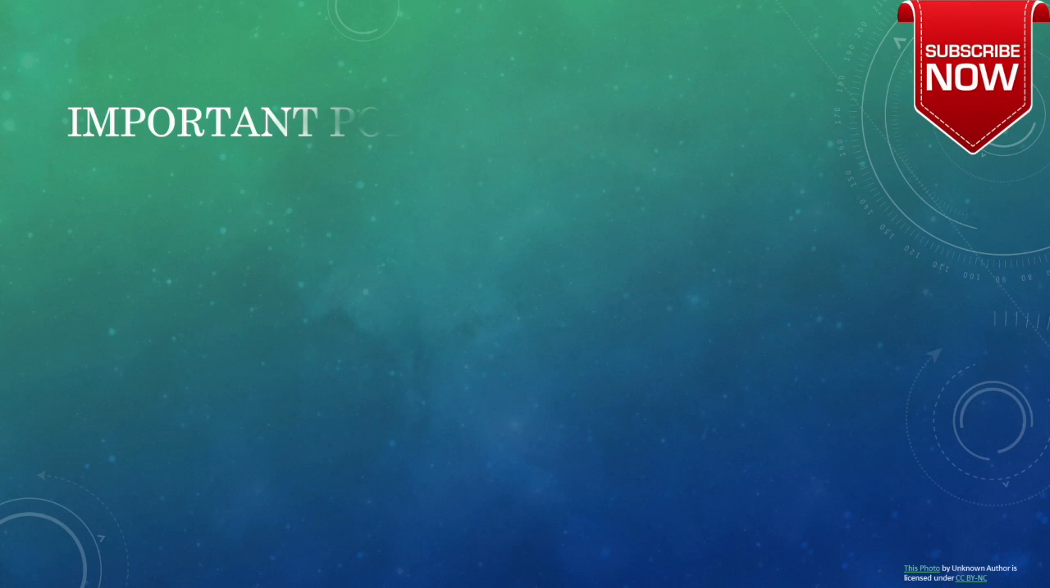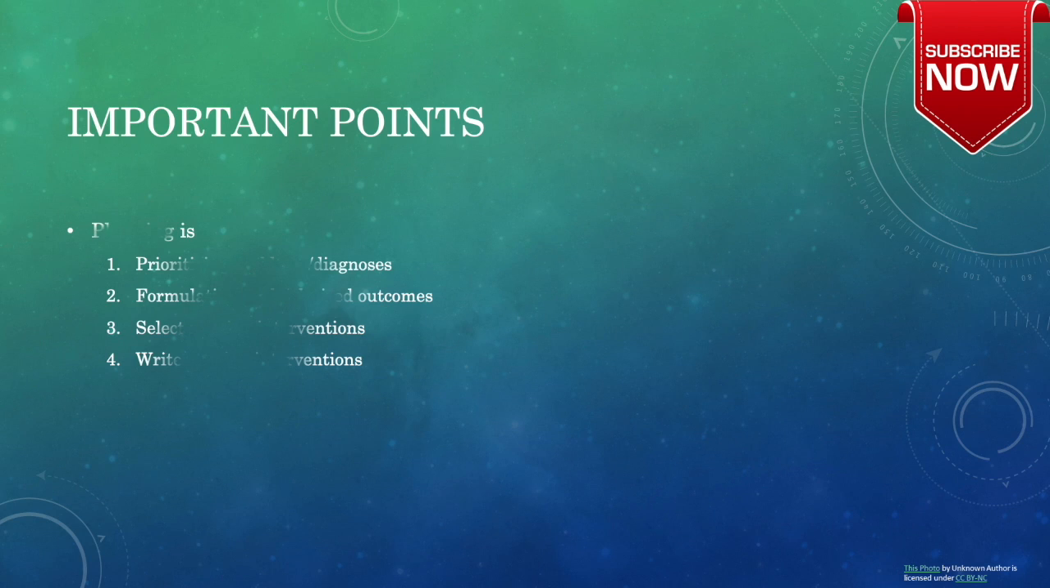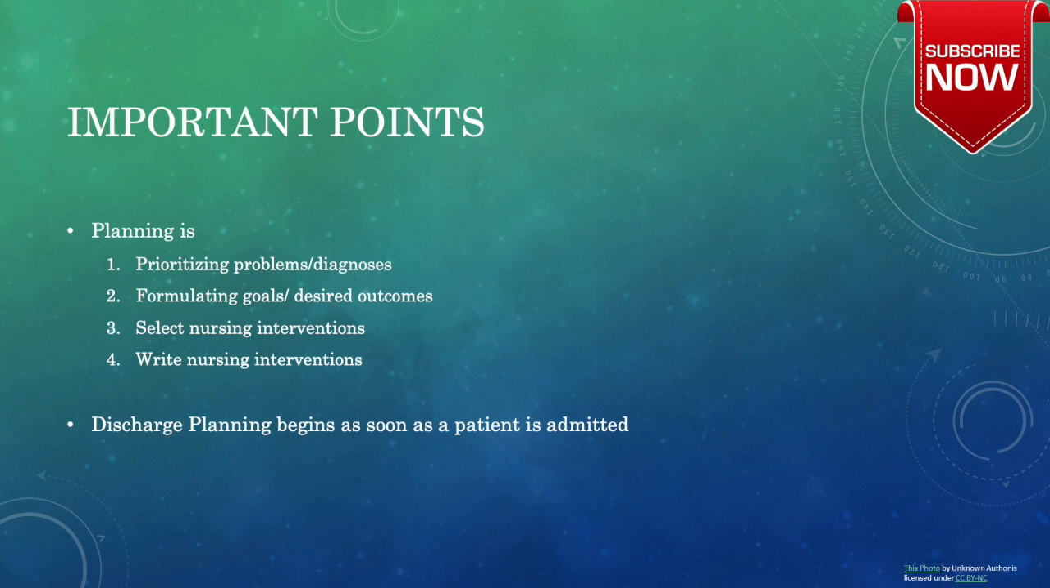Lastly, let's just review some important points. So the steps in the planning process are very important. The first step is prioritizing problems and diagnoses. The second step is formulating goals and desired outcomes. Third, you want to select nursing interventions. And fourth, you want to write the nursing interventions. And also remember that discharge planning begins as soon as the patient is admitted.